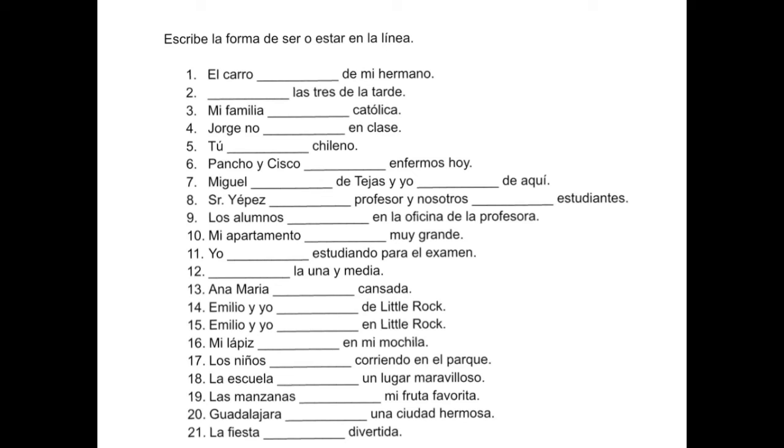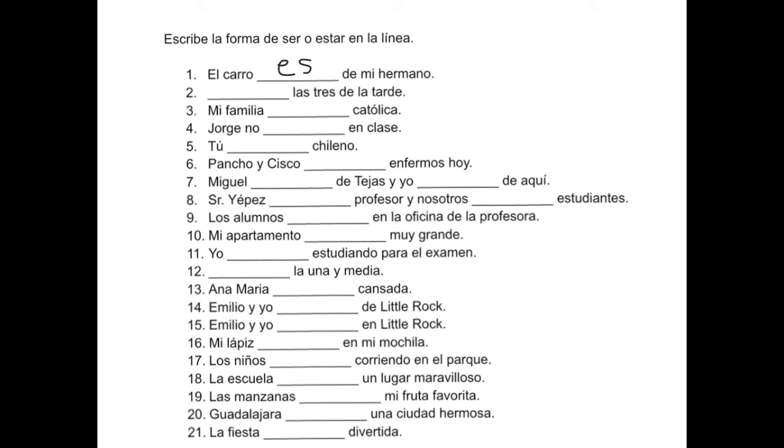Okay, so the first problem is "el carro blank de mi hermano." So this is saying the car, it's my brother's car. So in this case, it would be origin, and that is why you would use ser. So you have to think about what form of ser to use, and since el carro is singular and is not the I form or the you form, you know it's in the el, ella, usted form. So you would do "el carro es de mi hermano." So the car, it's my brother's car.